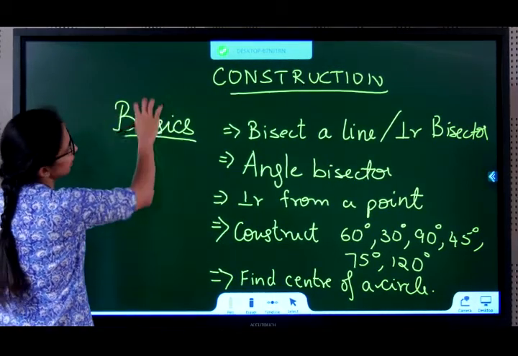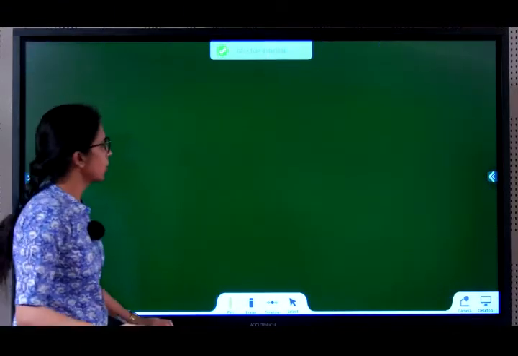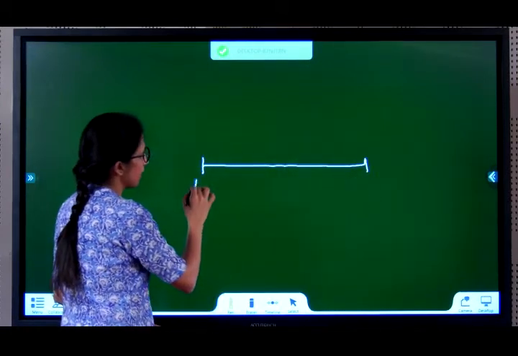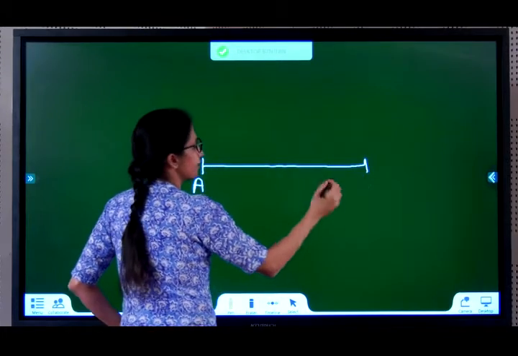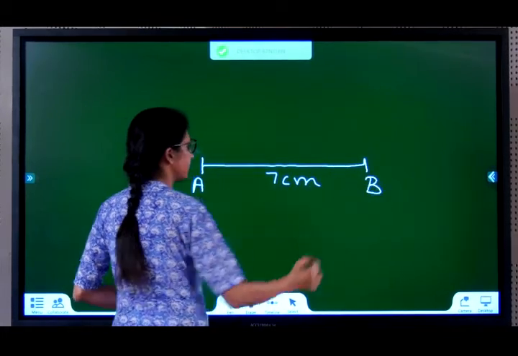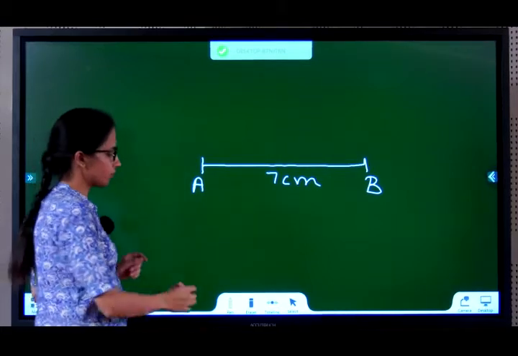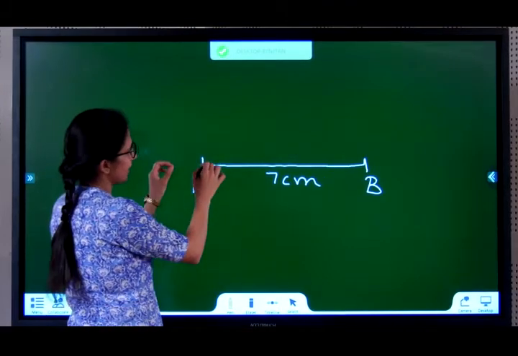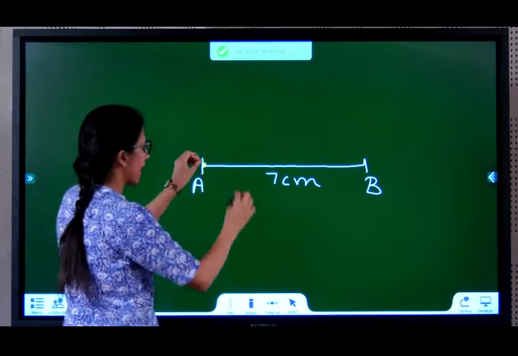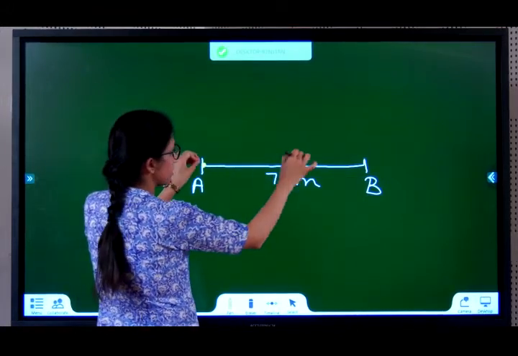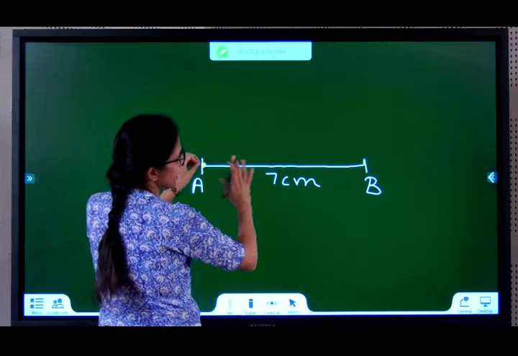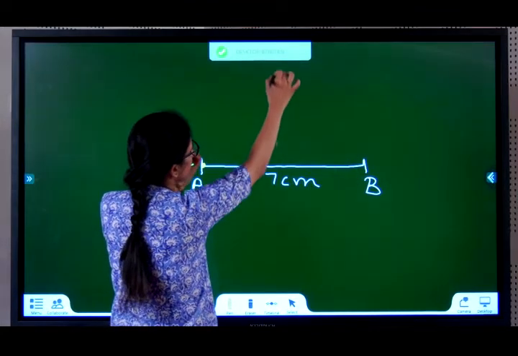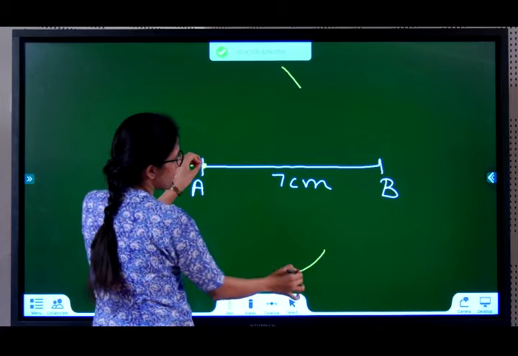First one, perpendicular bisector, or how do we bisect a line? So let us all take a line segment, draw a line segment using your scale, measure it to be around 7 centimeters. This is just an example. Now if I want to draw a perpendicular bisector here, what do we do? Keep your compass at A, and measure your radius to be more than half of the line segment, somewhere here. Cut an arc on top, cut an arc below.